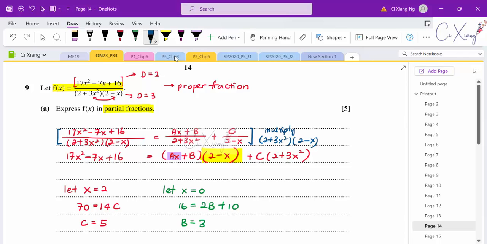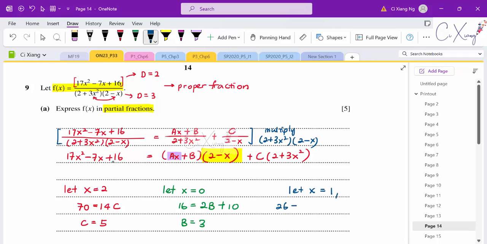That means for the last value, if you want to get the value of a, you can use any value that you never used before. Maybe for me, I want to use x equal to 1, the smallest value that I never used before. Okay, I used 0 already before, I used 2 already before. So now I want to use x equal to 1. When x equals 1, substitute into the whole equation here: 17 minus 7 plus 16. So I should have 26.